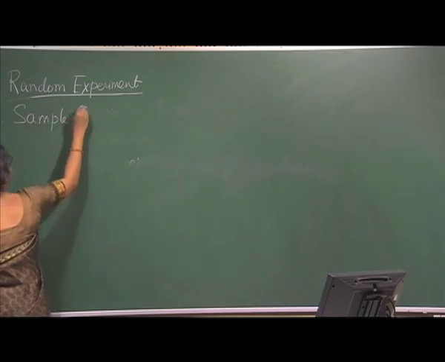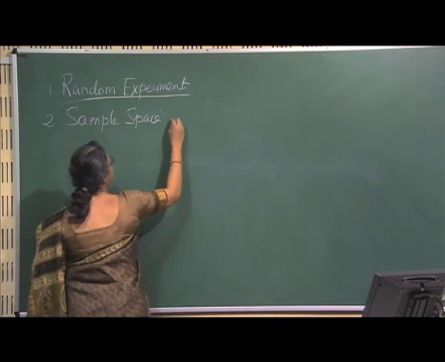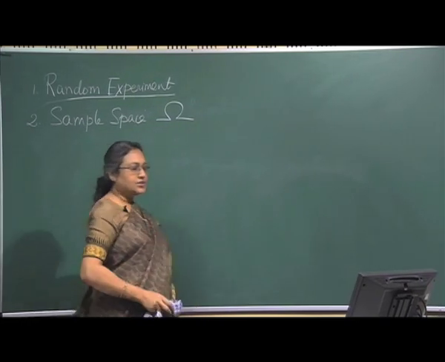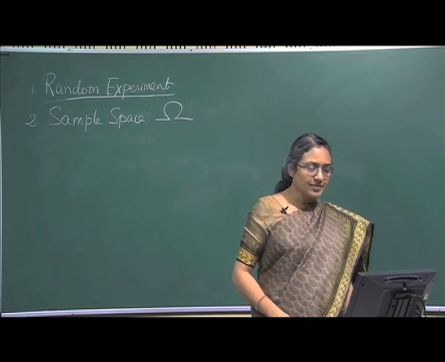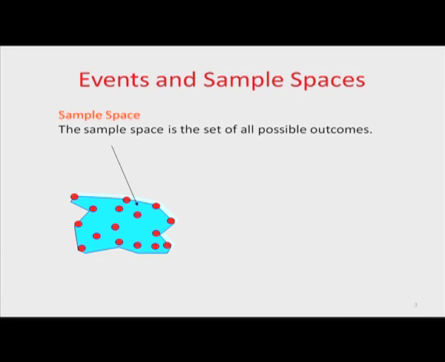Okay. So, next we talk about events and sample spaces. The sample space is denoted by omega. What is a sample space? I think it will be clear if you look at these slides. These red dots are the different possible outcomes of a random experiment, and the set of all possible outcomes is called the sample space. So, in this slide, all the red dots together, the union of those, correspond to the sample space.